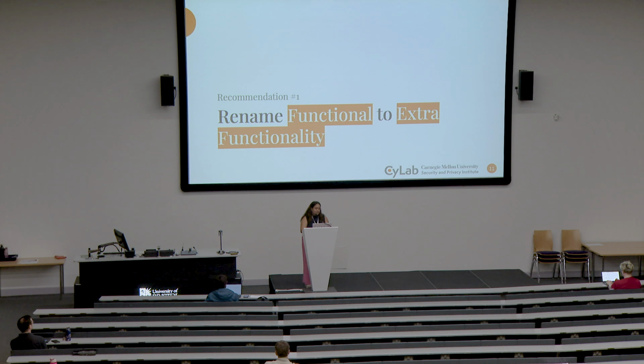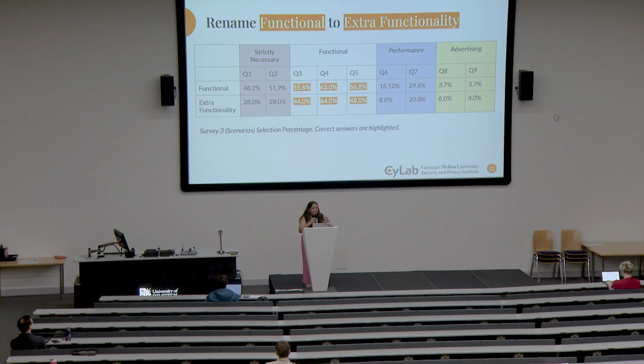as a sentiment aspect. So here is a table from survey 3, which was our scenario survey. This is a snippet of a much larger table where we basically recorded what terms participants selected for certain questions. The very first row here is what the correct answer was. And then the second row is the questions that correspond to it. So question 1, question 2, strictly necessary was the correct answer. Question 3, 4, and 5, functional was the correct answer.